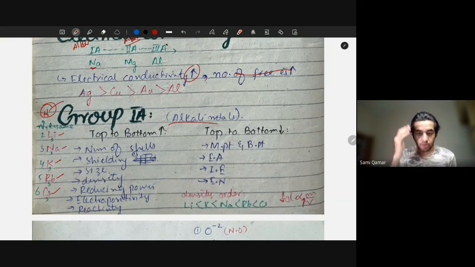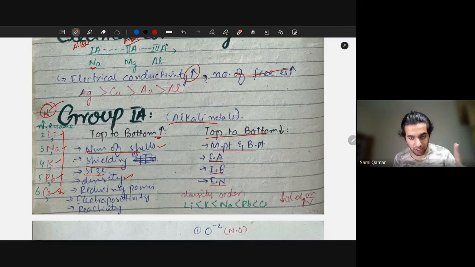What will happen if you move from top to bottom? Number of shells will increase. Top to bottom, what will decrease? Melting point and boiling point will decrease. Electron affinity will decrease. Ionization energy will decrease. And electronegativity will decrease. Now, same group, if you move from top to bottom, number of shells are being added. Shielding effect is increasing. Size will increase because shells are being added. That makes sense. Density will increase.